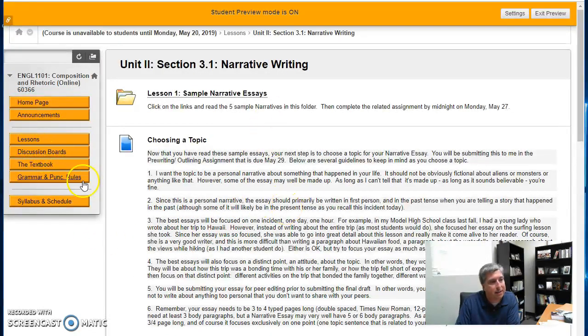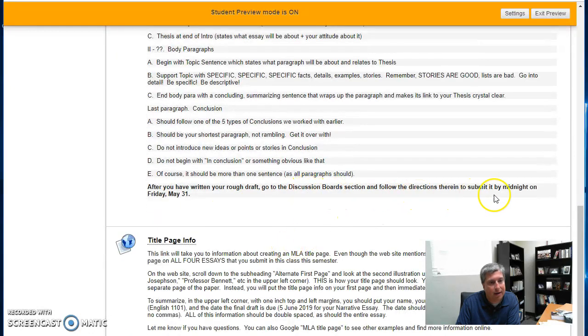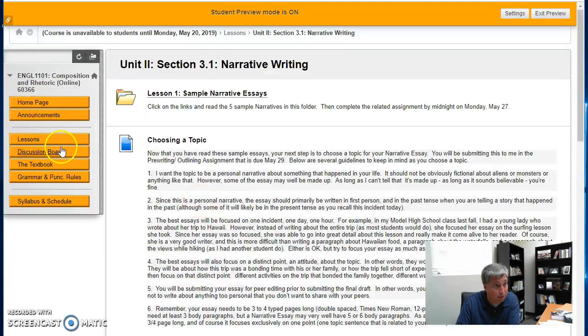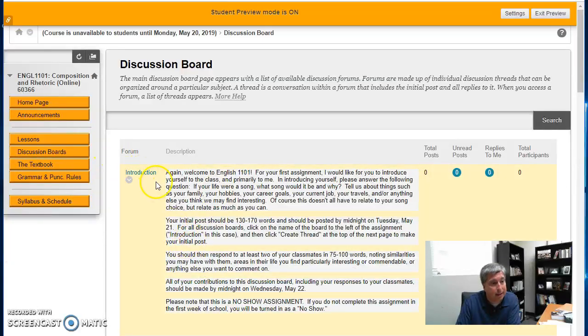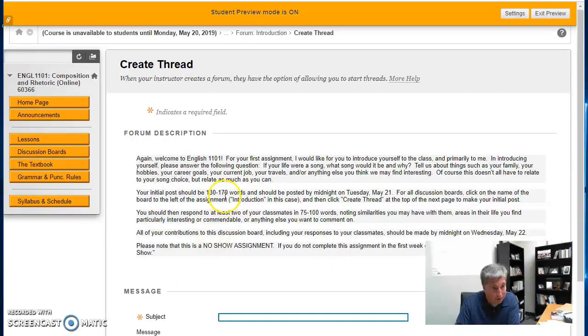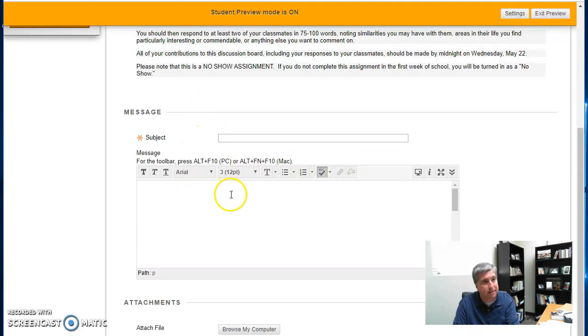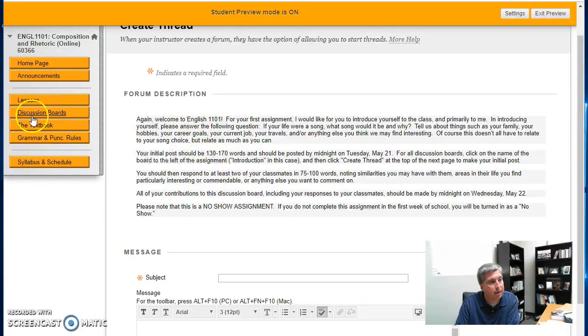And the discussion boards, if it says go to the discussion boards and follow the directions therein to submit it by Friday, May 31st. And so, again, when it says go to the discussion boards, you click on the discussion boards, and it takes you to the introduction for this introductory assignment. You create a thread, follow the directions here, and give it a title: hello, welcome, nice to meet you, whatever. And then you do what the assignment says. You introduce yourself to the class following those directions.